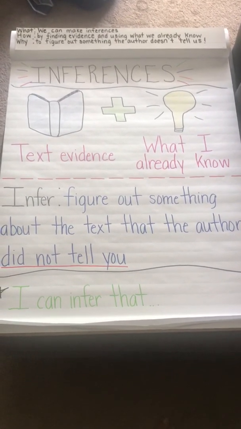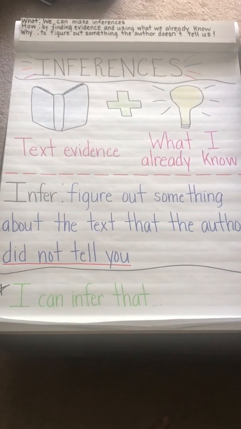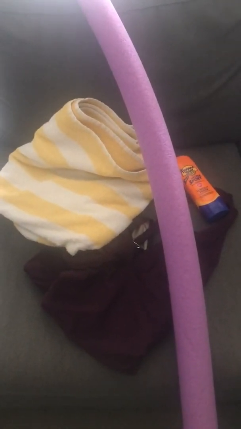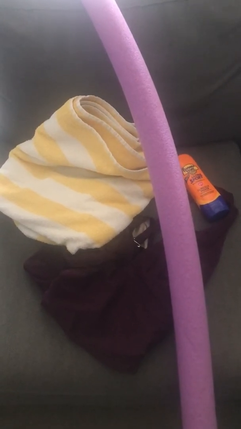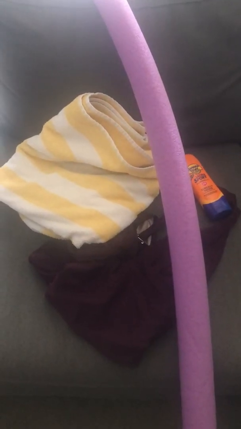So, for example, if I told you I am going to go somewhere super fun and I am going to need my bathing suit, some sunblock, a towel, and a noodle. What can you infer? Where do you think I'm going? That's right. You can probably infer that Miss Sellers is going to the pool.